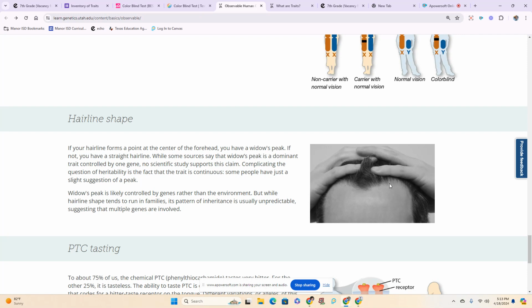While some sources say that a widow's peak is a dominant trait controlled by one gene, no scientific study supports this claim.